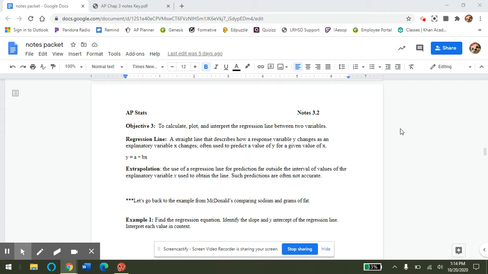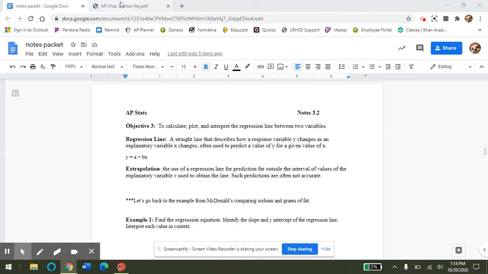Now we're going to talk about it as regression. Okay, you might also hear about it as your least squares regression line, so LSRL, they'll abbreviate it sometimes. It's a straight line that describes how a response variable y changes as an explanatory variable x changes. Sometimes it's called a prediction equation because we see if we can predict y.